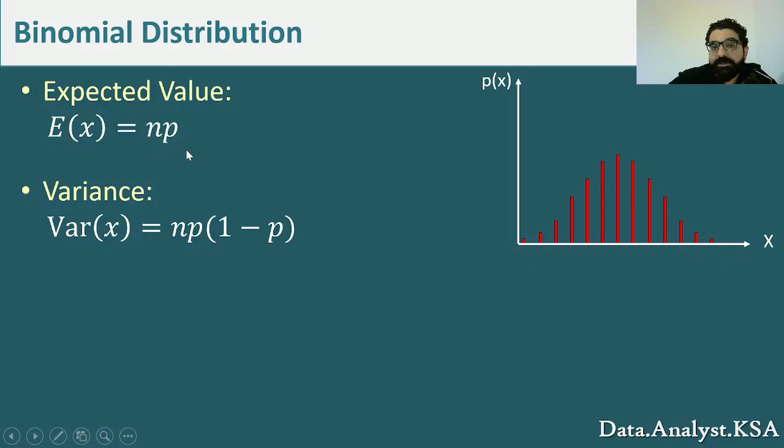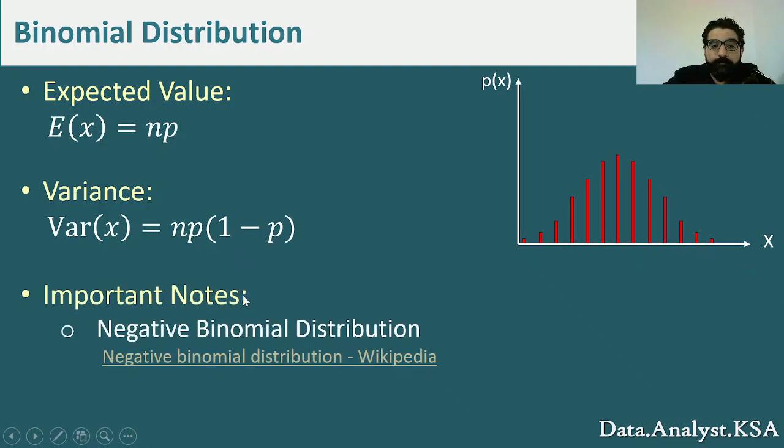So if I know that the person's probability of scoring a goal in every shot is 70%, and he's taking 10 shots, my expected value is 7 goals out of 10, which is the probability of success, 70%, times the number of shots. So the expected value is N times P. The variance is N times P times 1 minus P. So it's N times the success probability times the failure probability.